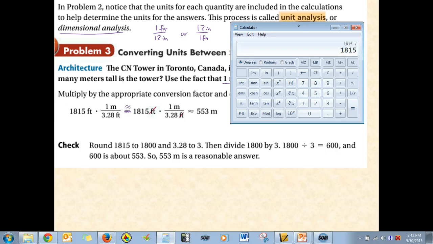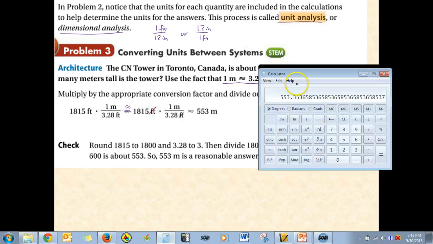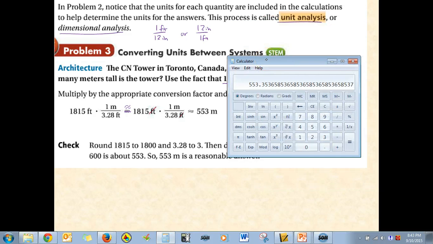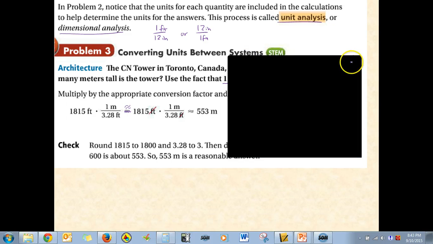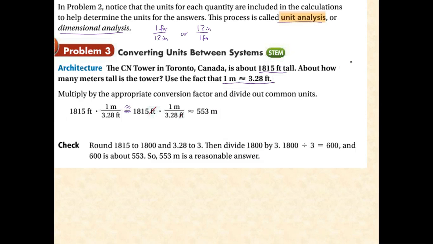1,815 divided by 3.28 is 553.35, and they just round to the nearest meter. Did they tell us to round to the nearest meter? No, they just said about how many meters. So 553. It's pretty good.